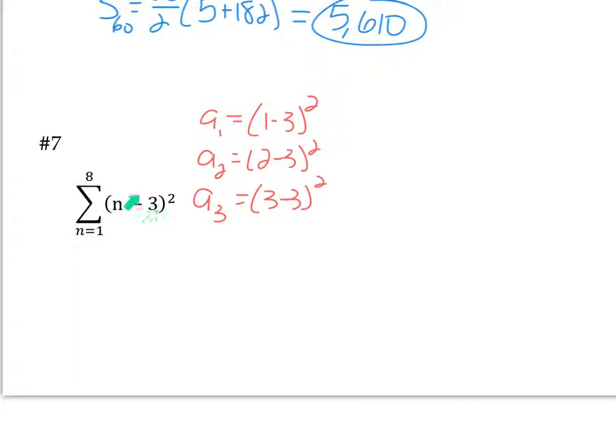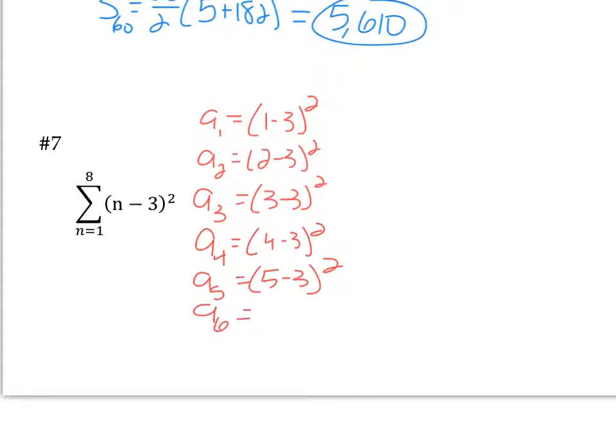We can take numbers for n and plug them in. So we'll keep going. We'll have a sub 4, and that's 4 minus 3 squared. And we're going to go all the way up to 8, because we need the first 8 terms of this so we can add them all together. A series is the sum of all of these numbers. And we're almost there: 8 minus 3 squared. Okay? So now we're going to figure these out.